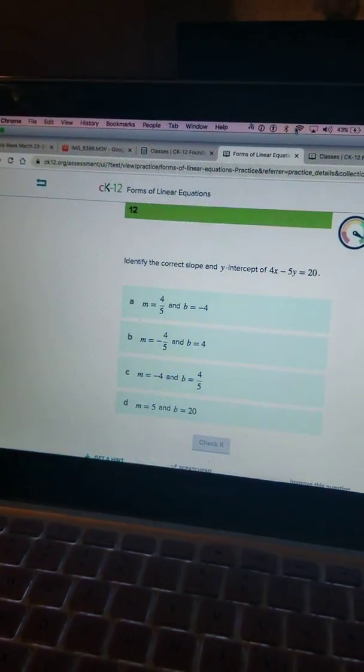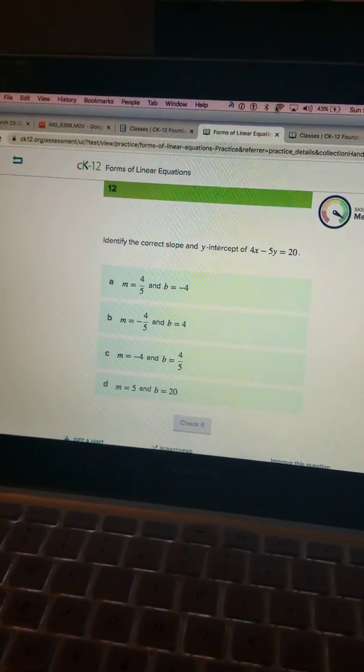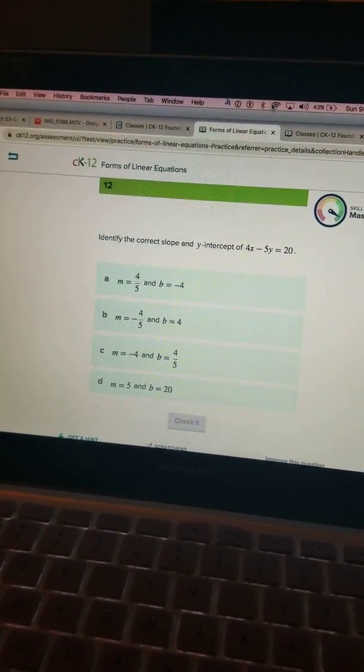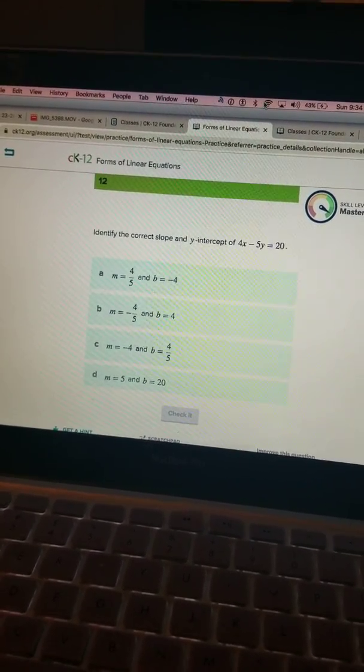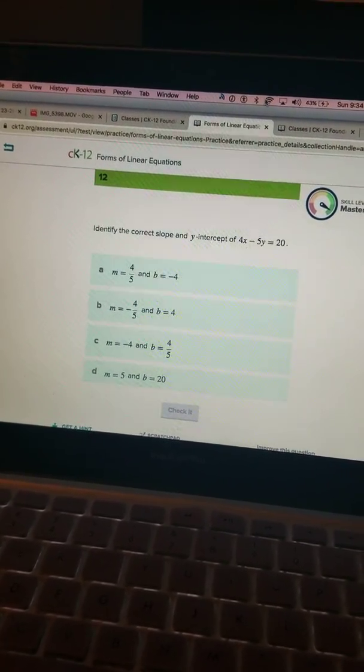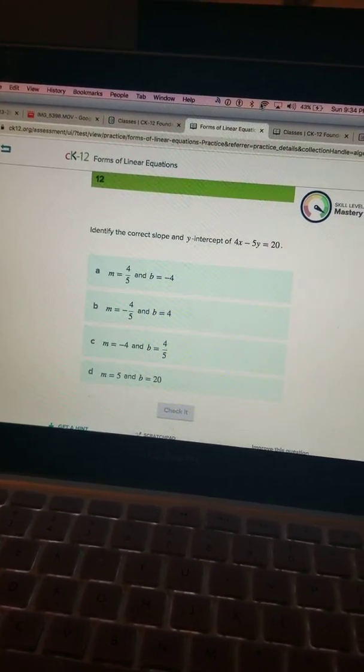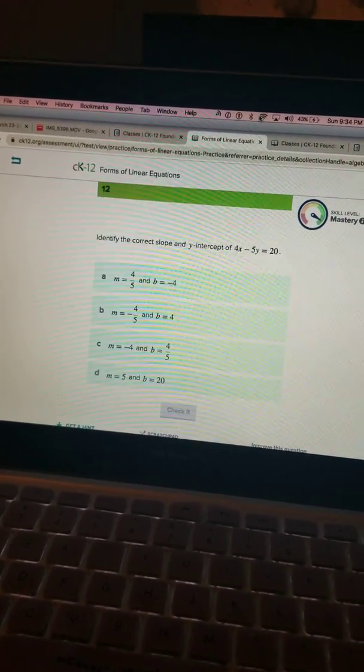Hey guys, we're doing forms of linear equations, which is one of your assignments on CK12. The problem says identify the correct slope and y-intercept of 4x minus 5y equals 20. So, I thought that I would do it this way.